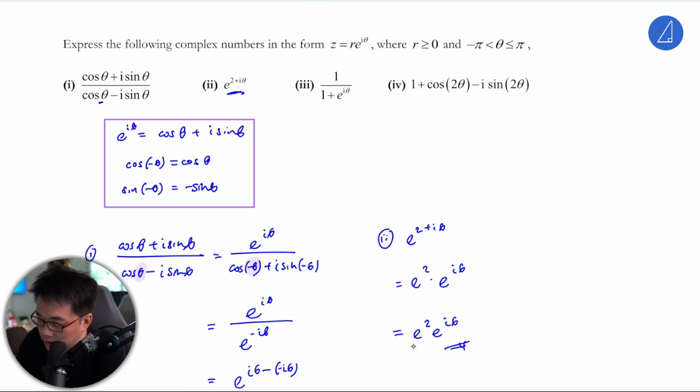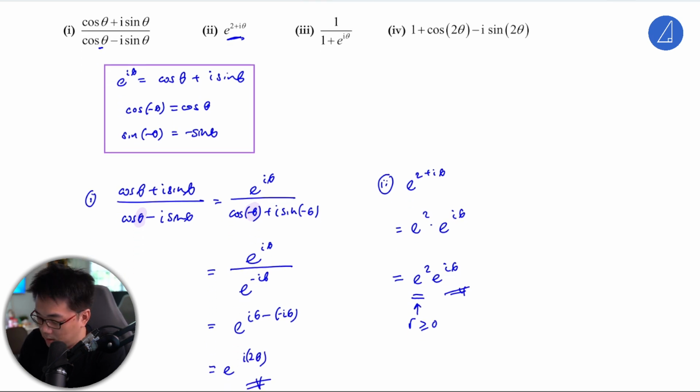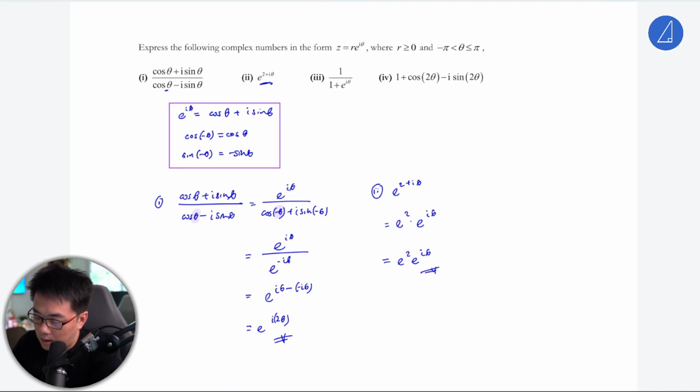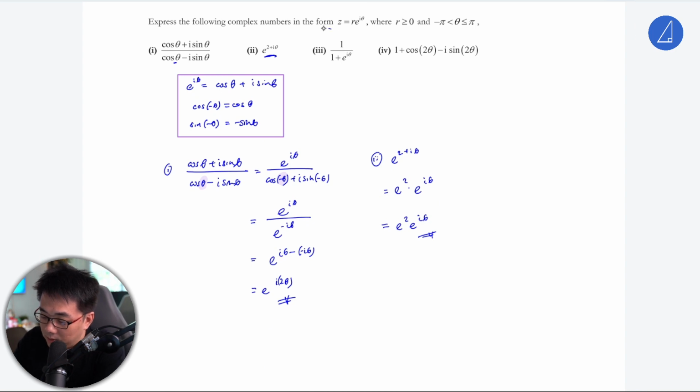Okay, so this is the answer here because this is our r. Okay, r is a real value where it's positive. So just take note of that. Okay, it has to be a real. Now let's look at part 3. Part 3 here is also interesting.